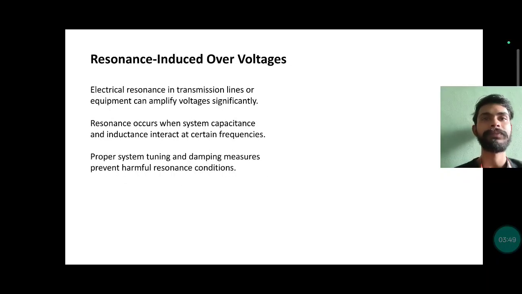The next one, resonance induced over voltages. Electrical resonance in transmission lines or equipment can amplify voltages significantly. Resonance occurs when system capacitance and inductance interact at certain frequencies. Proper system tuning and damping measures prevent harmful resonance conditions.